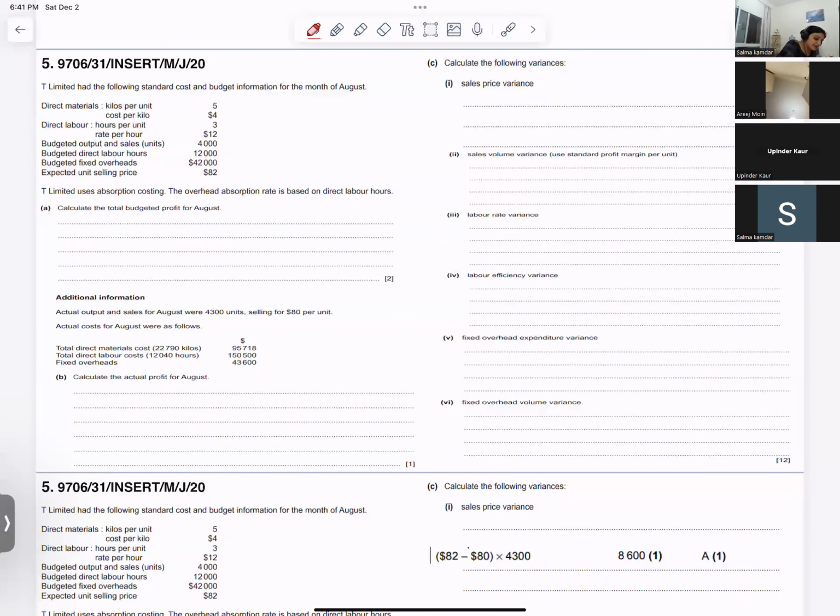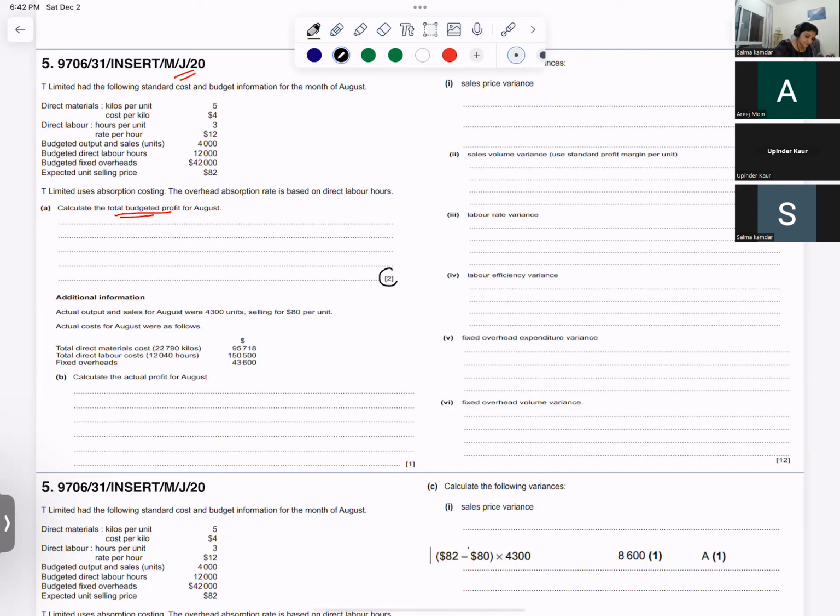So it's a question of standard costing, May, June 2020, paper 31. Can someone read the question for me? First, I will directly read what is asked. What do they want me to find out? Total budgeted profit. They want us to find the total budgeted profit. It is just for 2 marks.